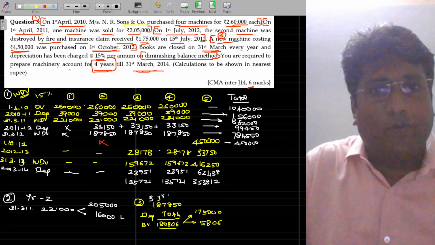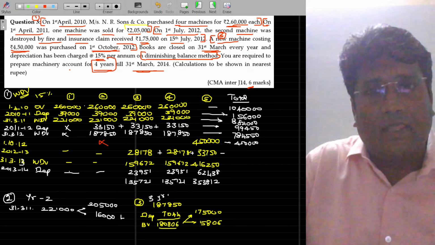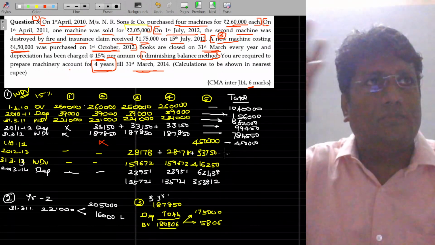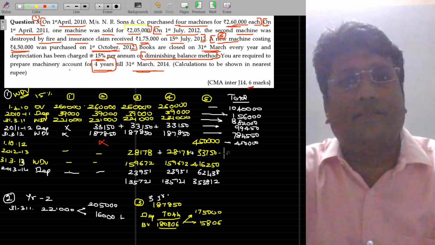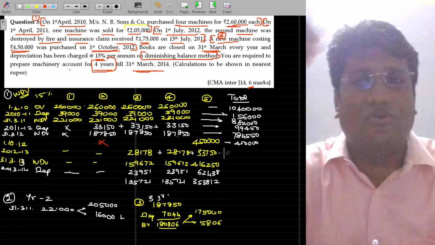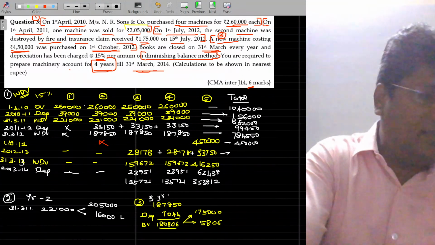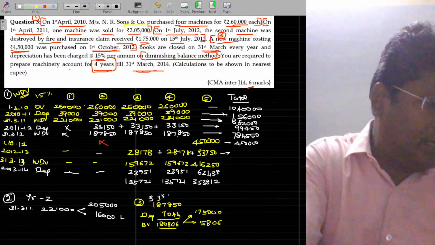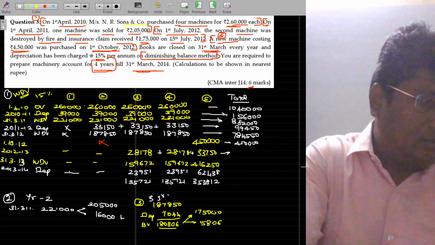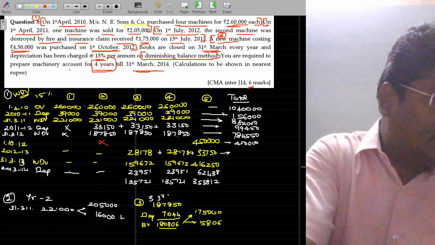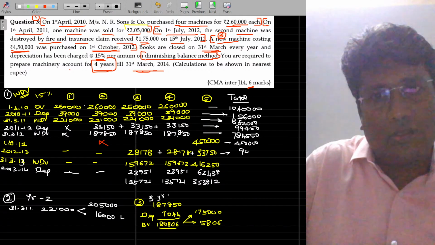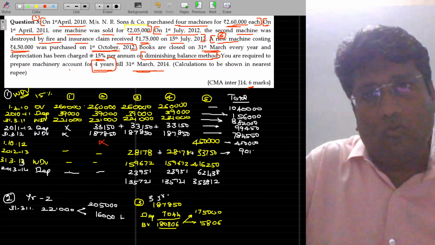Now depreciation for 12 and 13. 8 lakhs, 1 lakh is subtracted, means by default 7 lakhs. Do the double calculations. And the depreciation for 12 and 13, 28,178 plus 33,750, this value being 90,106.